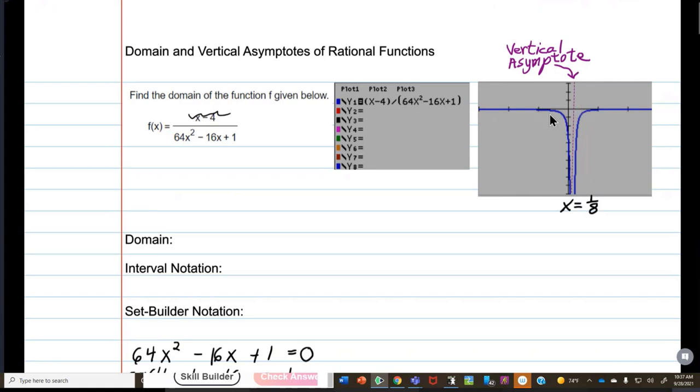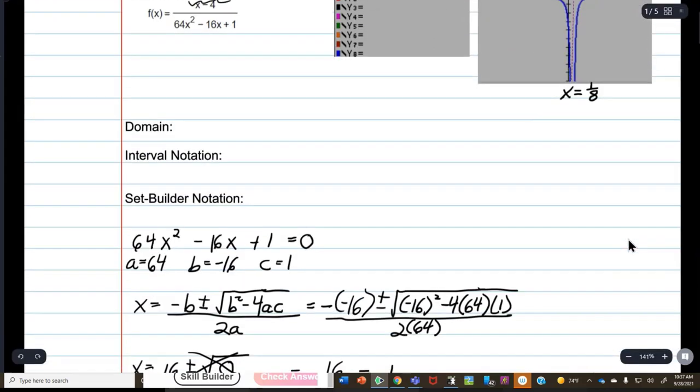It acts as a wall to prevent either arm of this graph going through where x equals 1/8, which would result in us having an explosion if this were real life and we were working at a power plant. All right, so we're going to write the domain by two separate methods, interval notation and set builder notation. Interval notation is based on the x-axis. So we have positive infinity, negative infinity, and here I've decided 1/8 is right here, and I'm going to make a break in the x-axis. That's 1/8.